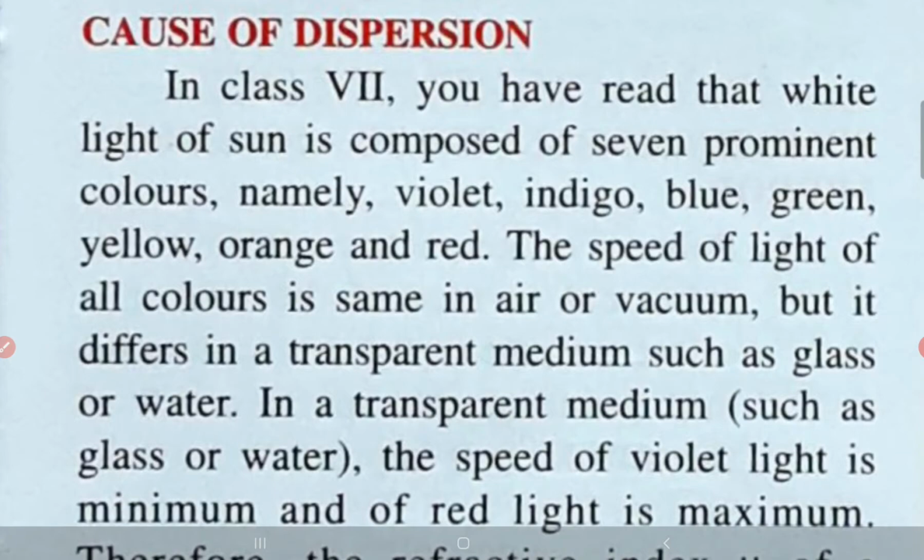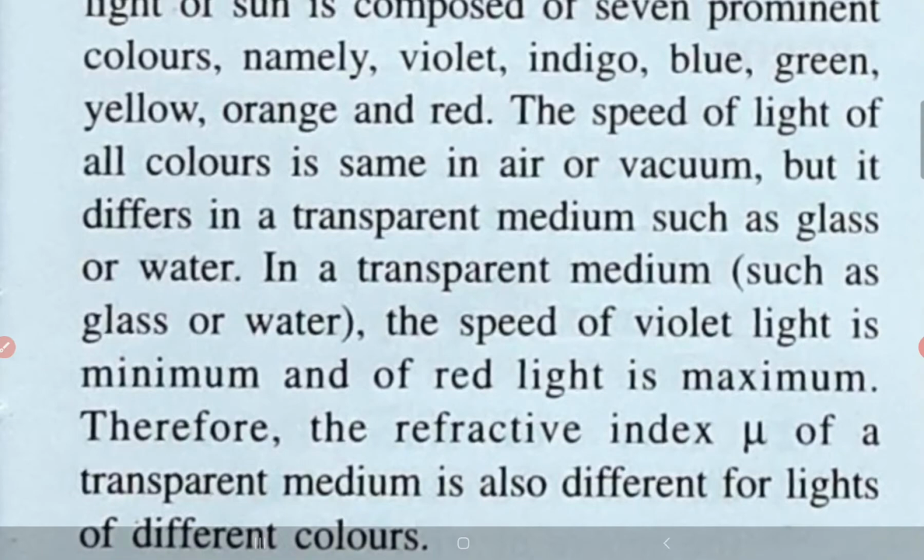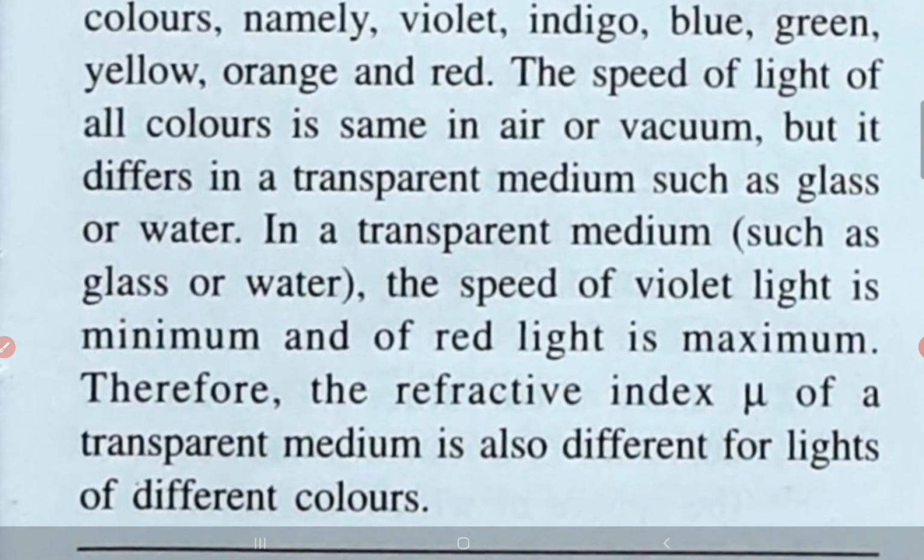In a transparent medium such as glass or water, the speed of violet light is minimum and that of red light is maximum. The reason is that red light has a longer wavelength whereas violet light has a shorter wavelength. Therefore the refractive index of the transparent medium is also different for different colors of light. That means the refractive index, that is the bending property of that material, will be less for red light and more for violet light.